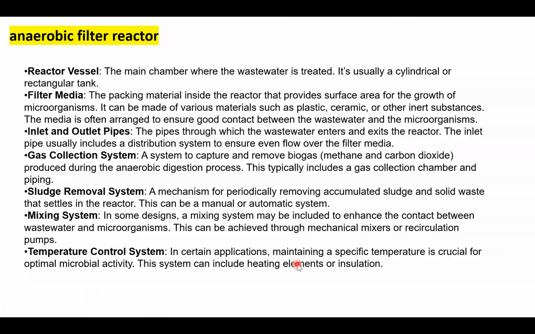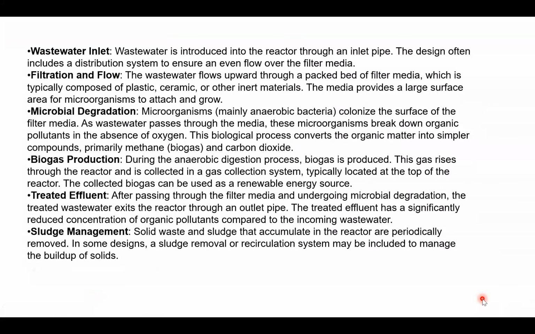Then the temperature control system: in certain applications, maintaining a specific temperature. As we discussed in the previous week, different organisms require different specific temperatures. For that, if you want to keep the temperature, you can provide temperature control systems there. Insulation, have you heard of insulation? You can also properly cover the system to minimize heat loss. So this is the functioning. You can read this whole.